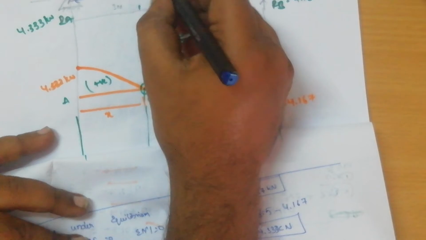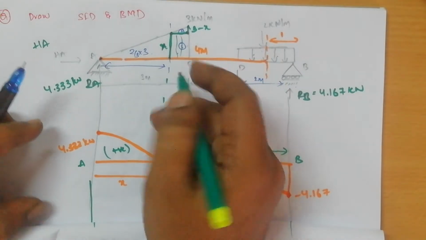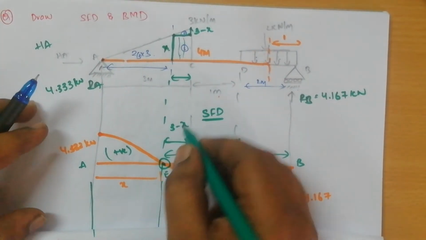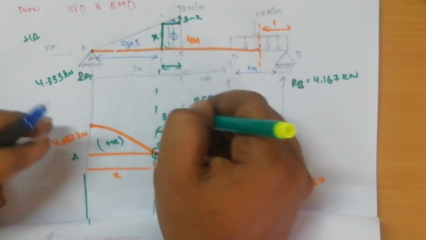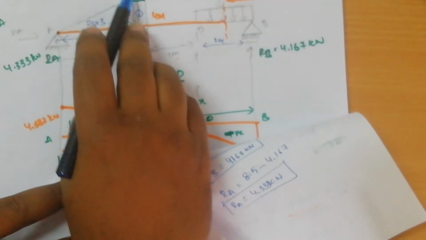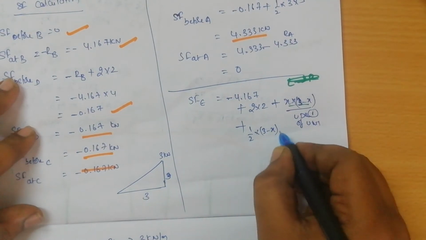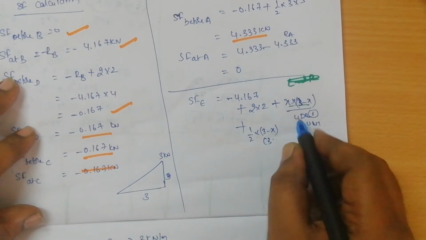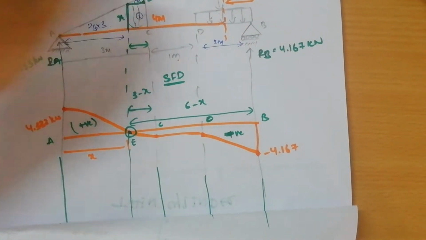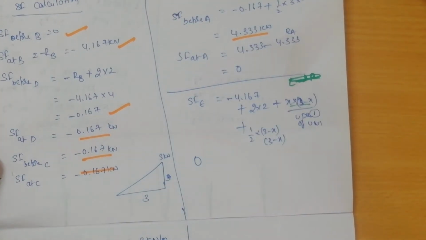So this part will behave as a UDL. If this is the length x, what will be the distance? Already you have written 3 minus x. What will be the load because of this UDL? x into 3 minus x. Next is because of the UVL present at the top. It is half into base 3 minus x into, again, 3 minus x. Why 3 minus x? If this is 3 minus x as the base, obviously the height is also 3 minus x. Clear? So the answer of this should be equal to 0.